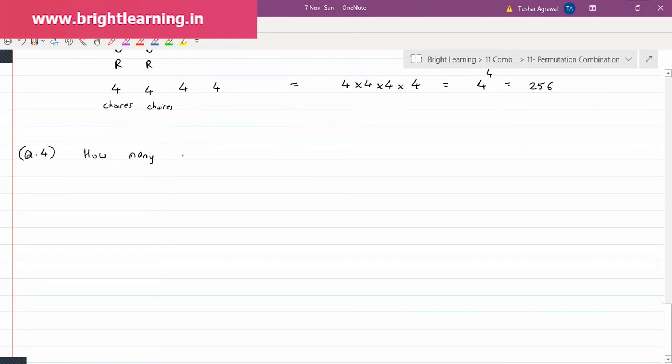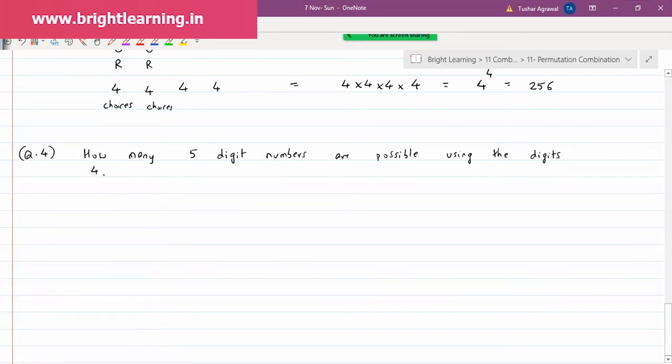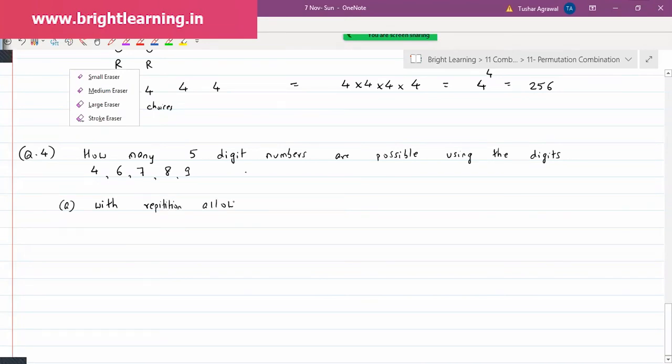How many five-digit numbers are possible using the digits 4, 6, 7, 8, 9 with repetition allowed? B part, without repetition.